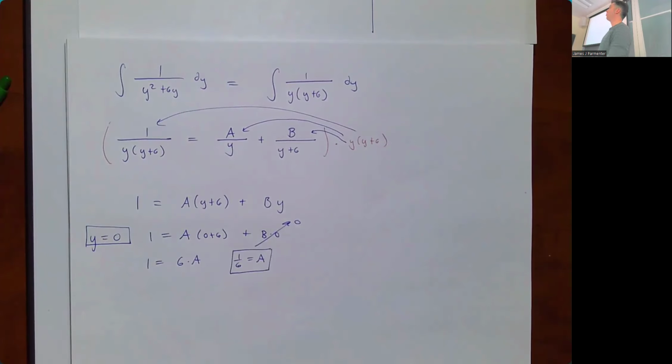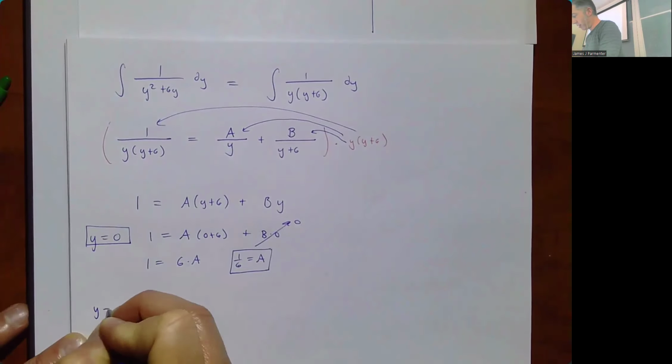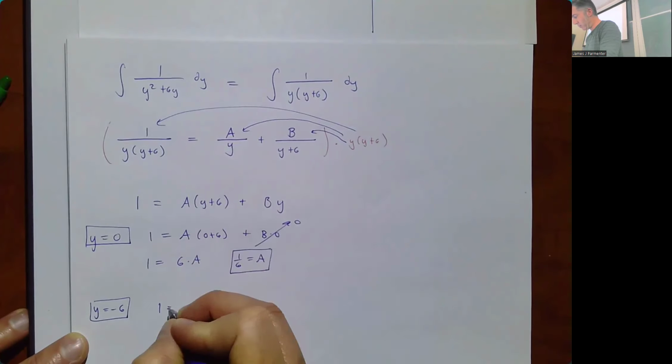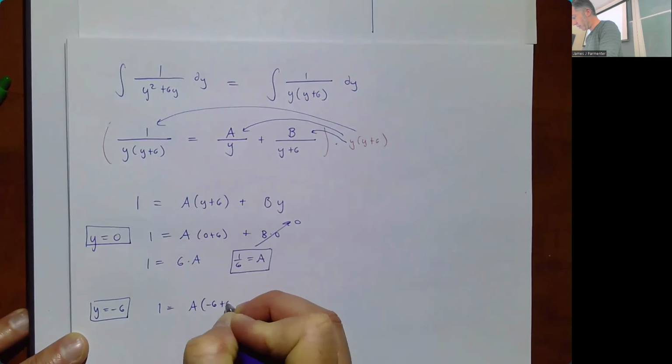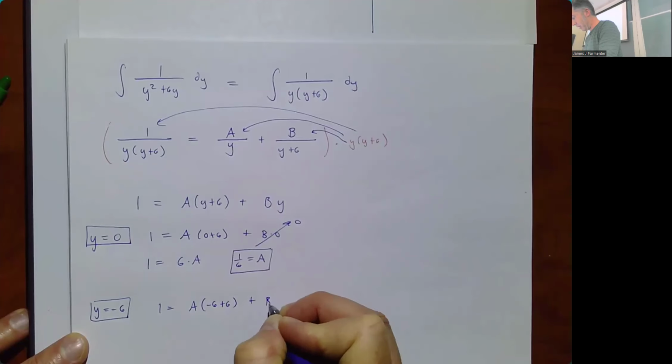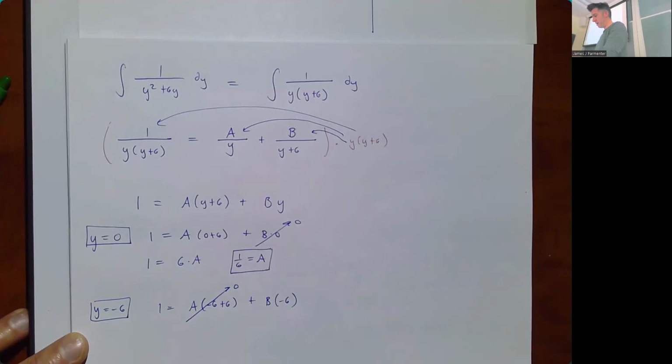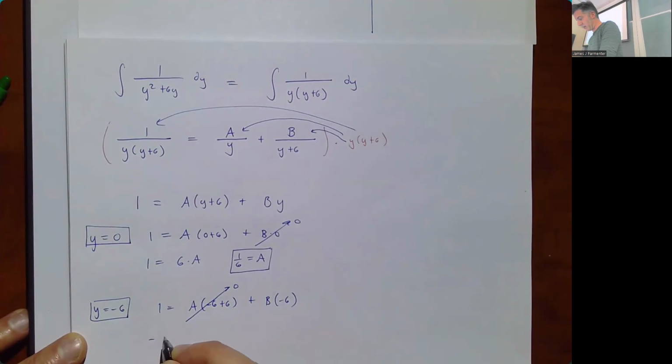What other value of y can I pick that'll make the other term go away? Exactly. So I'm going to pick y equal to -6. Substitute that in and get 1 equal to a times -6 plus 6 plus b times -6. Again, something goes away, and I can solve for b really easily by dividing both sides by -6 and get -1/6 equal to b.